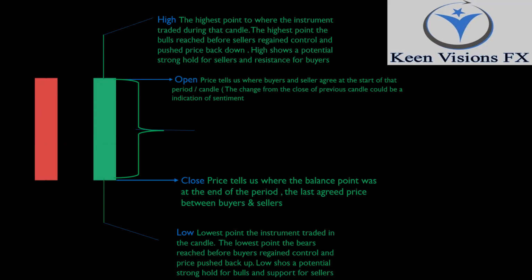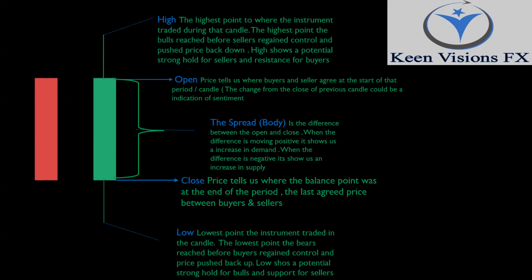Next, we do have the low. The low is the lowest point the instrument traded in that candle or period. The lowest point the bears were able to reach before the buyers regained control and pushed price higher. This could represent a stronghold for the bulls and also a support area for the buyers.